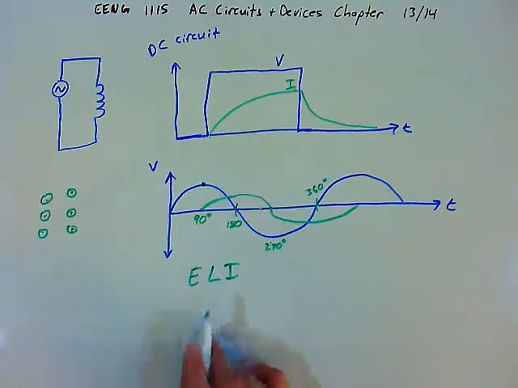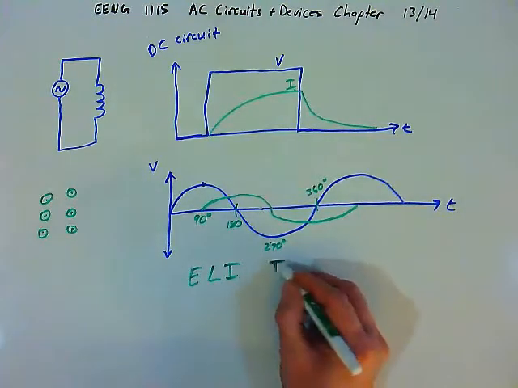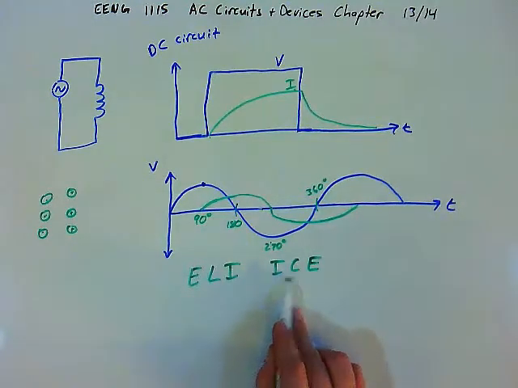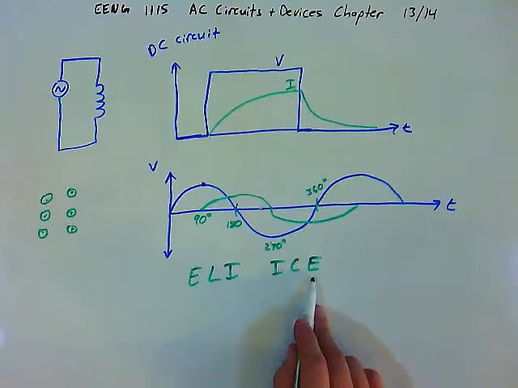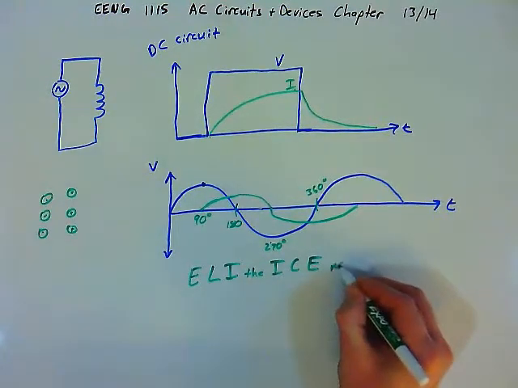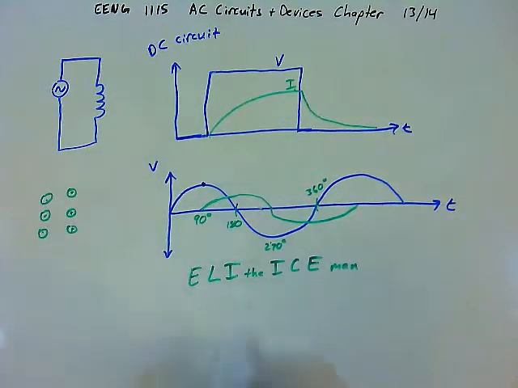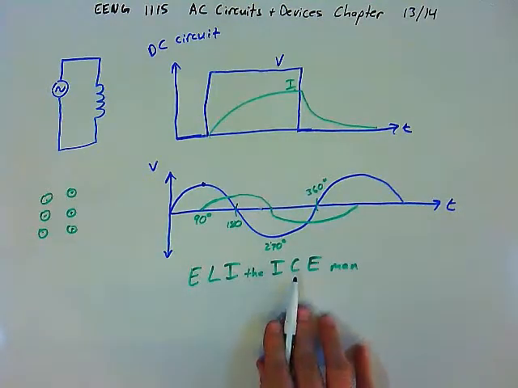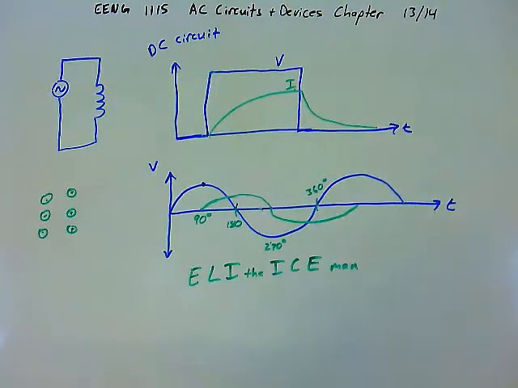We're going to see in a later chapter that we have ICE, which says that in a capacitive circuit, the current actually comes first, and then the voltage comes later. But the way that you remember this is ELI the ICEman. That says that in an inductive circuit, again, the voltage comes first, and the current comes later. And in a capacitive circuit, the current comes first, and then the voltage comes later. E is another symbol for voltage, the electromotive force.